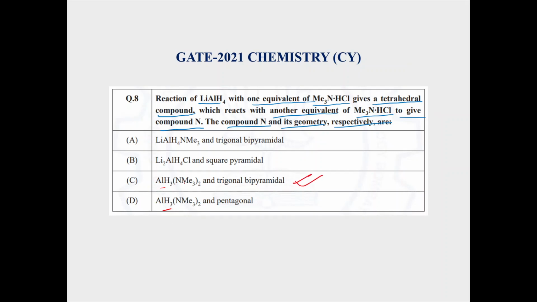So in this case, the answer will be trigonal bipyramidal. The compound which will form on reacting LiAlH4 and 2 equivalents of NMe3 HCl will give AlH3(NMe3)2. We will get this, and the geometry of this compound will be TBP, that is trigonal bipyramidal.